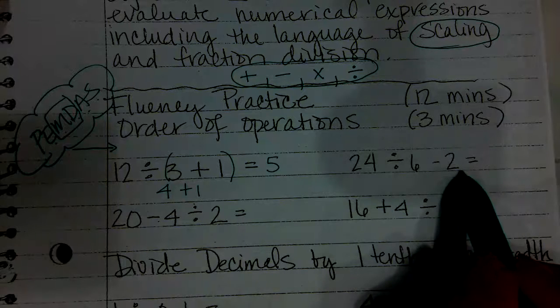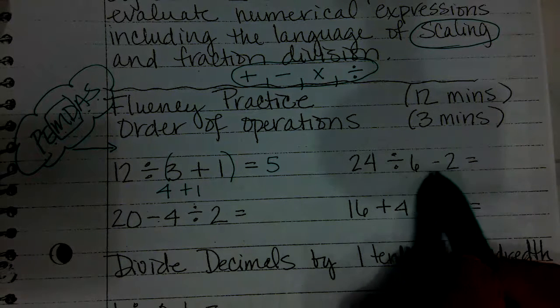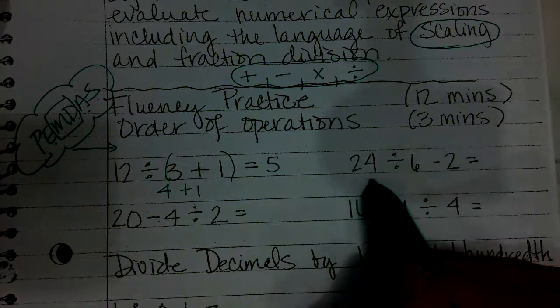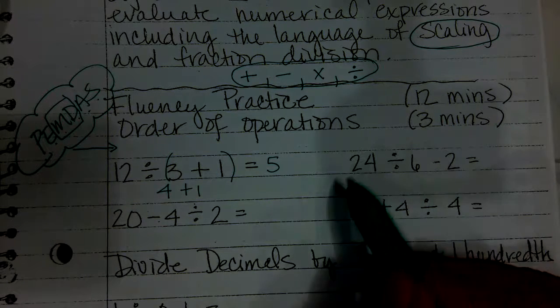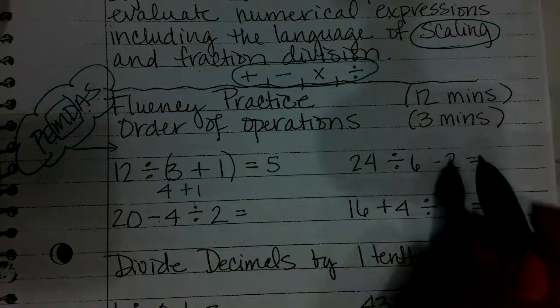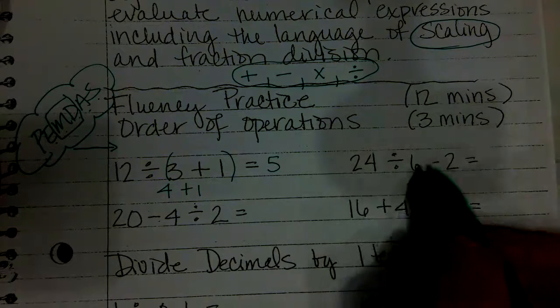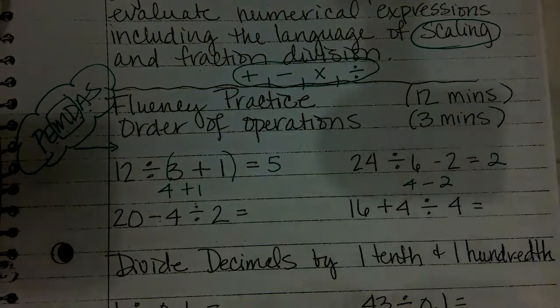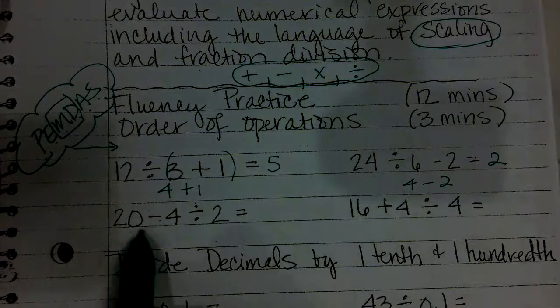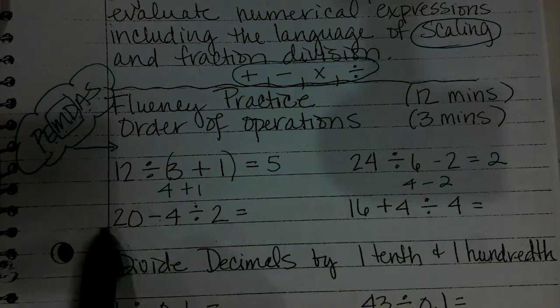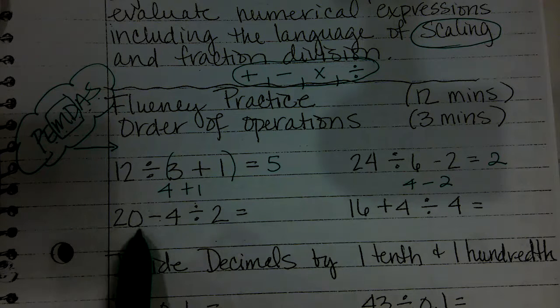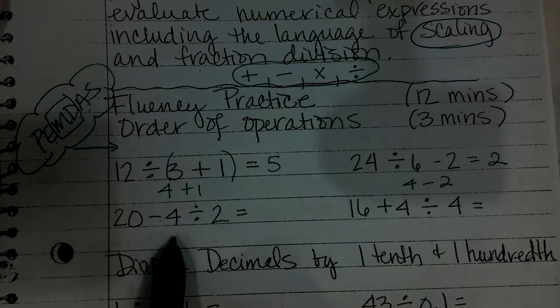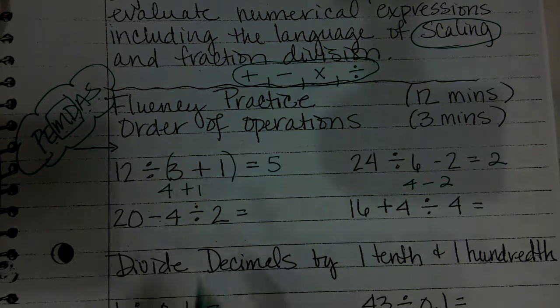So we have no parentheses. We have no exponents. Do we have multiplication? No. Do we have division? Yes. So 24 divided by 6 is 4, minus 2, which is equal to 2. Then right here, we have 20 minus 4 divided by 2, right?